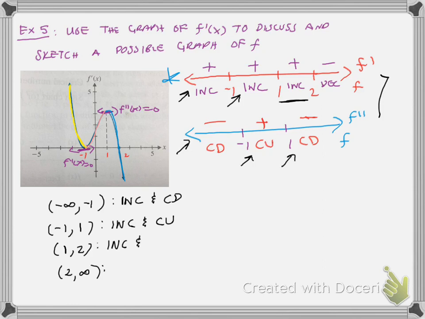And although here there's not a break between 1 and 2, there's not a 2 on there, right? There's no 2 on there. But from 1 to infinity, I'm always concave down. So I'm concave down. And then for this last one, from 2 to infinity, I'm decreasing and concave down.